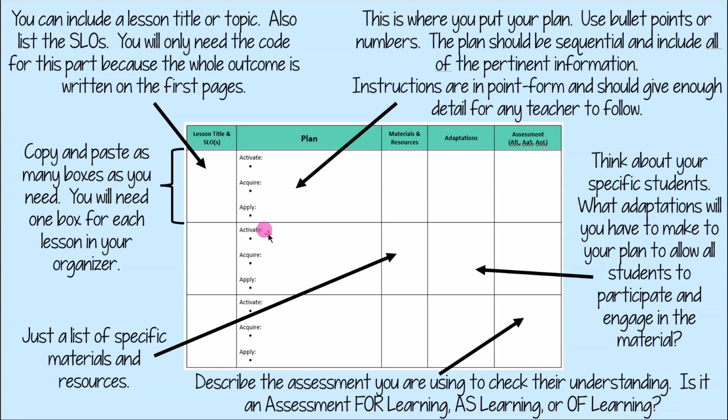Once all their grid is done, this part is easy. Now you'll notice that this is the same: activate, acquire, apply. There's also a closure here. It's not listed here for some reason, but on the actual template, the closure is there as well. That's where you're typing up your plan. Quick bullet points. I will show you examples of filled out ones in this video. Use bullet points or numbers. Make sure your plan is sequential and it has all of the important information you need. Always going to be in point form, just to save space.